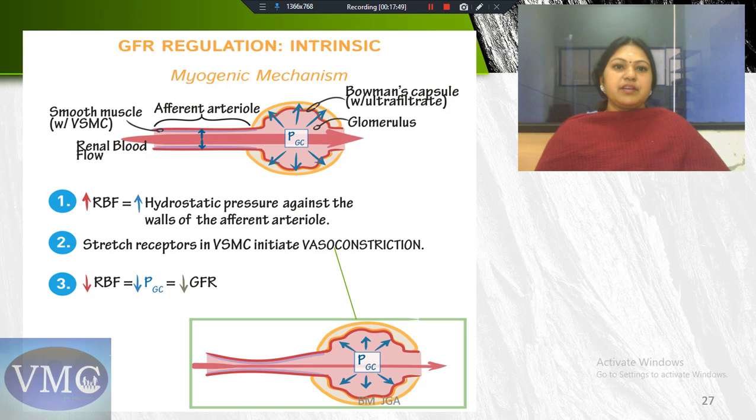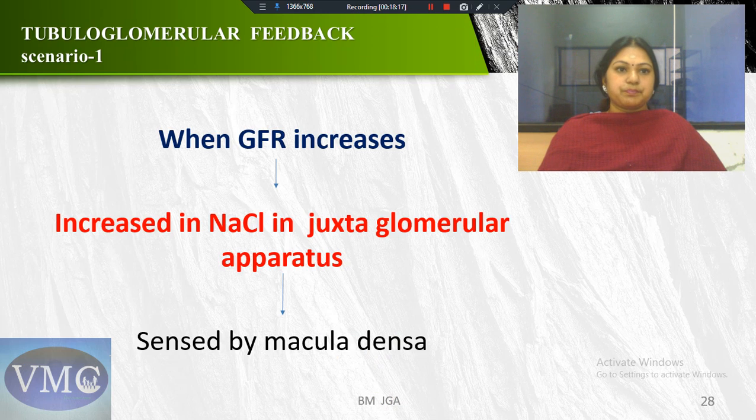So GFR regulation, this intrinsic mechanism is a myogenic mechanism. You can see here, when the flow is increased or the BP is increased, it causes a stretch on the arterial walls of your smooth muscles, and this causes contraction of the smooth muscles so that the flow into the glomerulus is decreased and the filtrate remains constant. So this is the myogenic mechanism of autoregulation of your GFR.